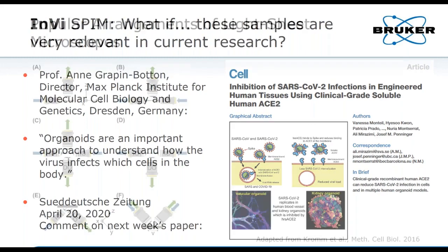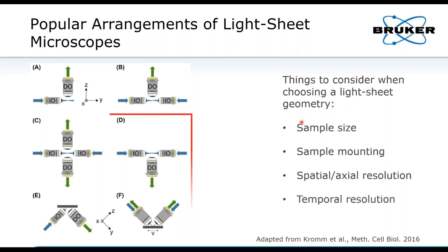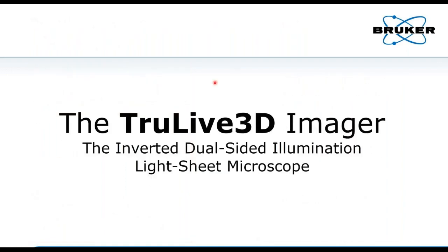So how can we do this? The answer is just add another objective lens, which takes us to the scheme here in panel D. And our system that allows us to follow this scheme is our TrueLight 3D imager that we launched half a year ago. It is again an inverted light sheet microscope, but with dual-sided illumination.